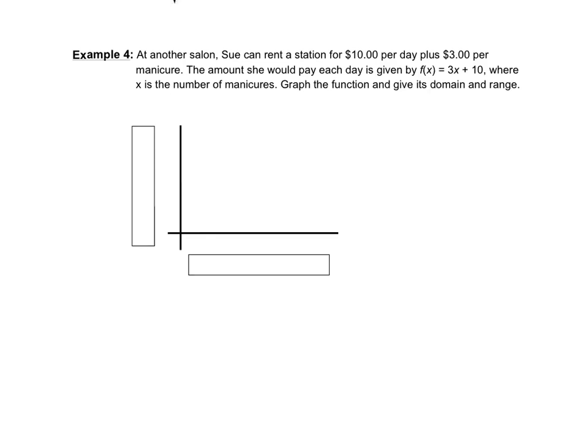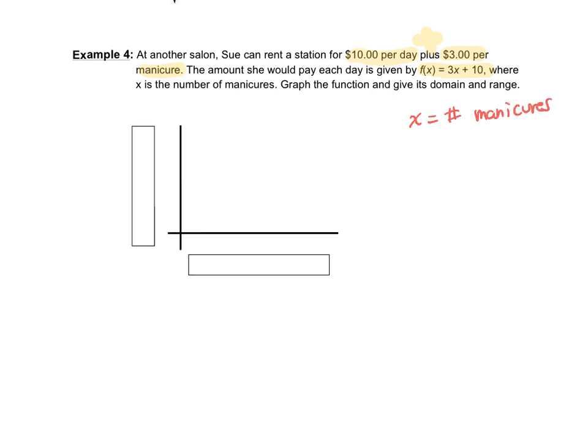At another salon, Sue can rent a station for $10 a day plus $3 per manicure. The amount she would pay each day is given by the function f of x equals 3x plus 10. So they're giving me the equation. They're not even asking me to write it. Where x is the number of manicures. So I'm just going to write that down. X is number of manicures.